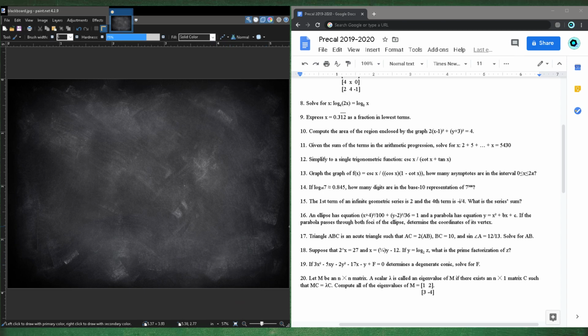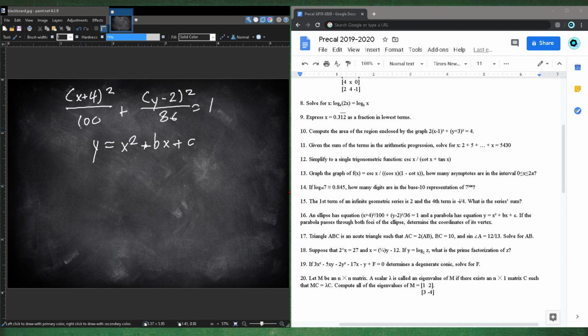Okay, so number 16. An ellipse has the equation (x plus 4) squared divided by 100 plus (y minus 2) squared divided by 36 is equal to 1. And a parabola has the equation y equals x squared plus bx plus c, right? In case you can't see it, I'm writing it out. If the parabola passes through both the foci of the ellipse, determine the coordinates of the vertex.